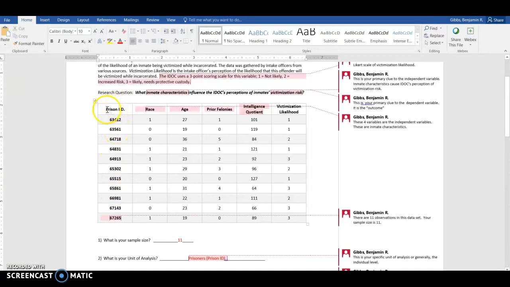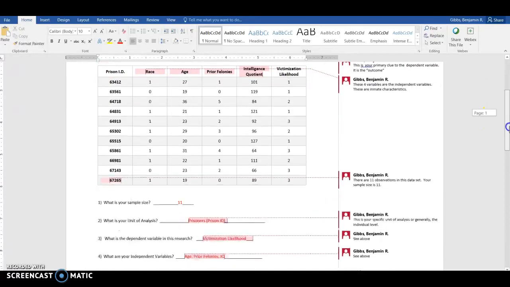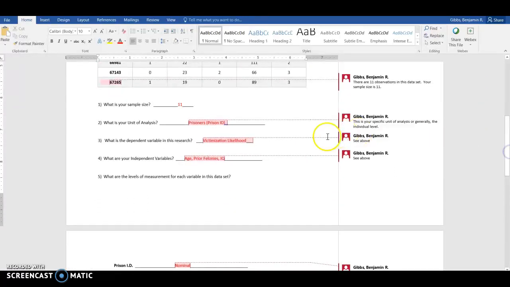Assuming that you understood that prison ID represented an inmate, that's what's actually being studied. So here we go. The variable is prisoner ID. Our dependent variable, as we discussed previously, is victimization likelihood. And our independent variables are the other 4 variables: age, prior felonies, IQ, and race.